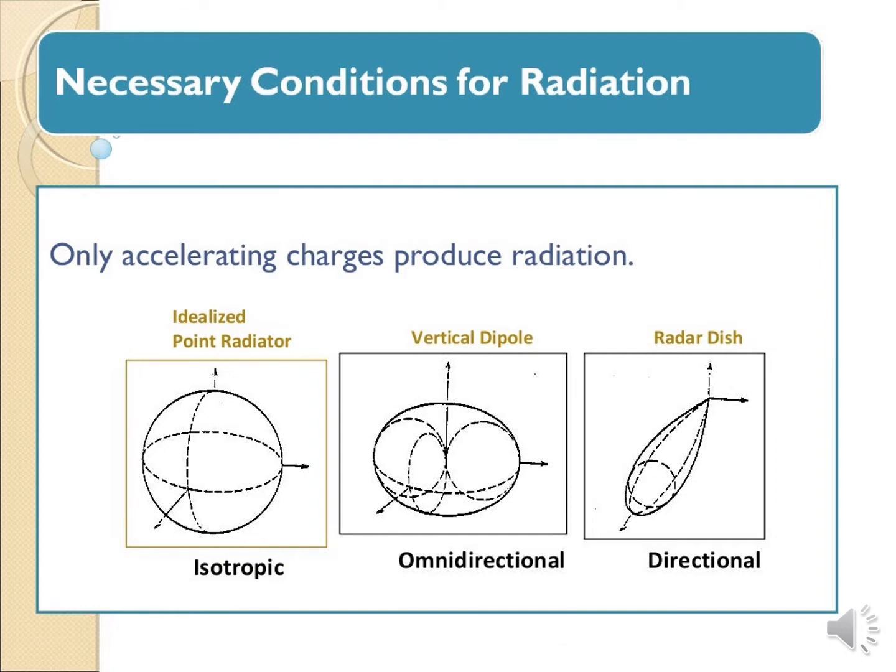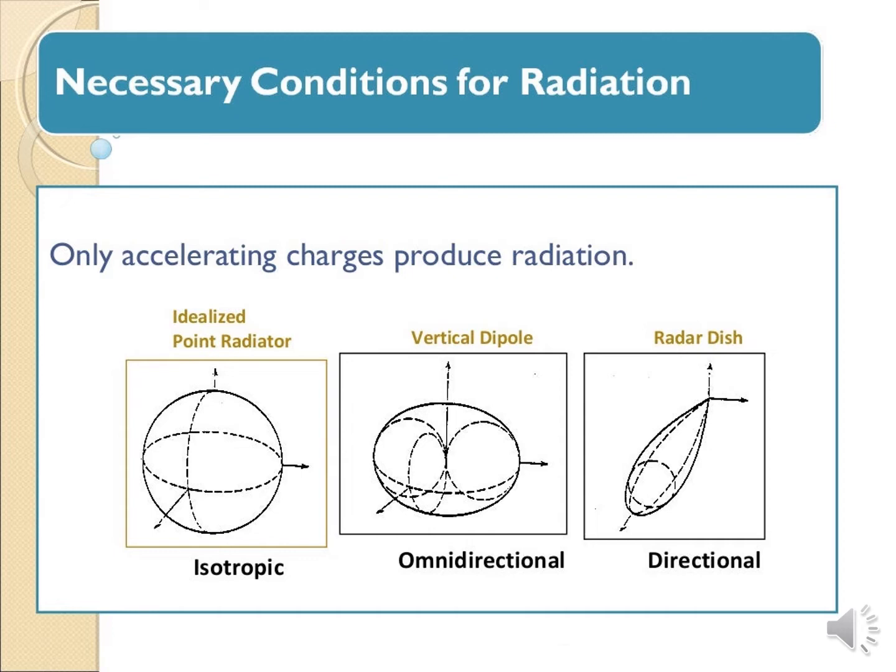Now let's see some necessary conditions for radiation. There are three different types. The first one is isotropic, the next one is omnidirectional, and the third one is directional. Isotropic, you can see clearly in the diagram, whereas omnidirectional means it will be radiated in all directions, that is, the antenna radiation pattern will be everywhere, radiated in all possible directions. Directional is nothing but radiation in a particular or desired direction.